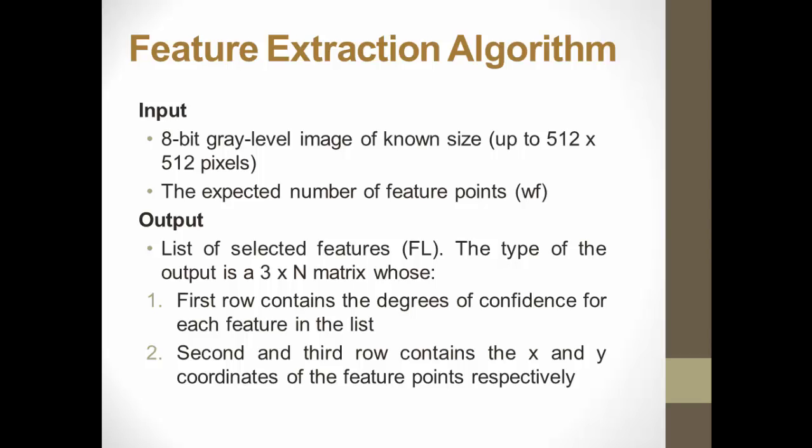Now the output will be a matrix of 3 by n size whose first row contains the degree of confidence for each feature in the list. The second and third rows contain the x and y coordinates of the feature points respectively.